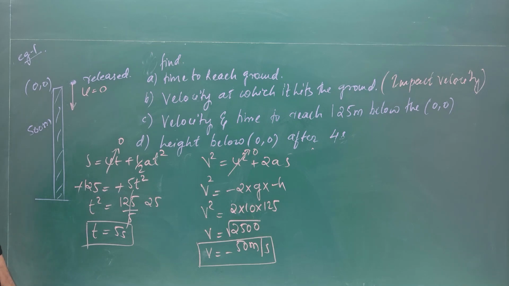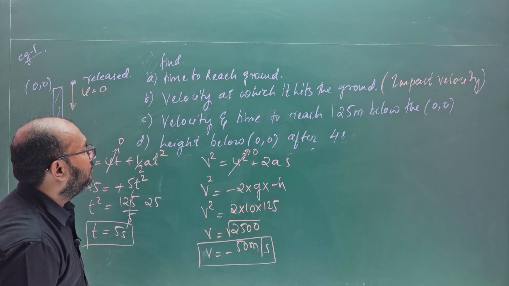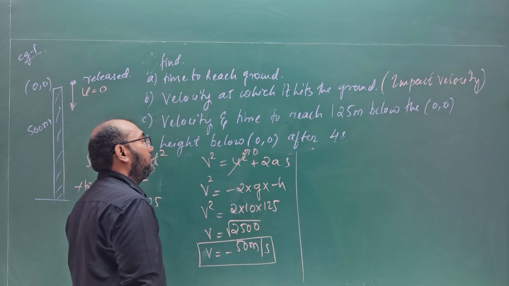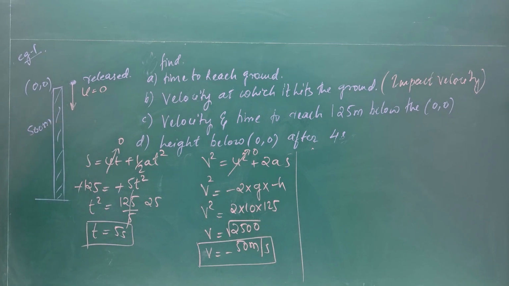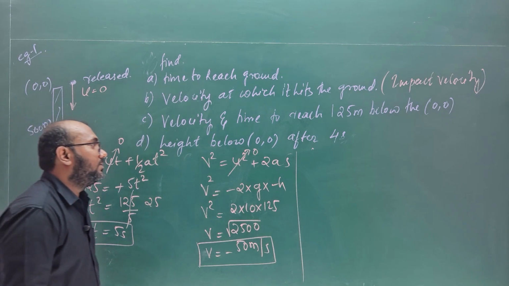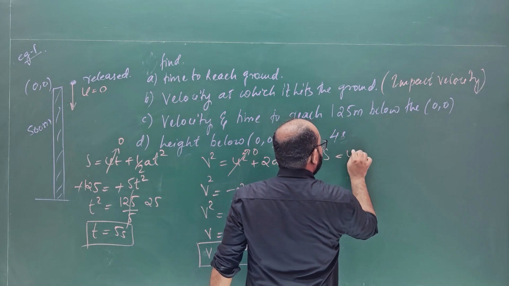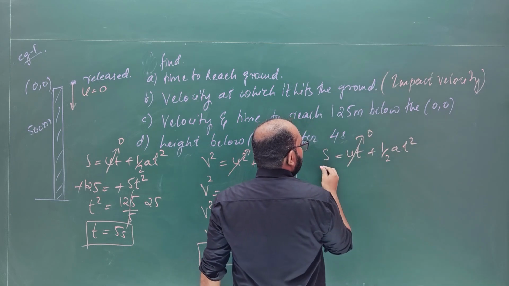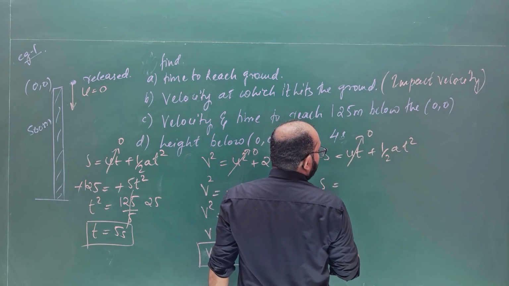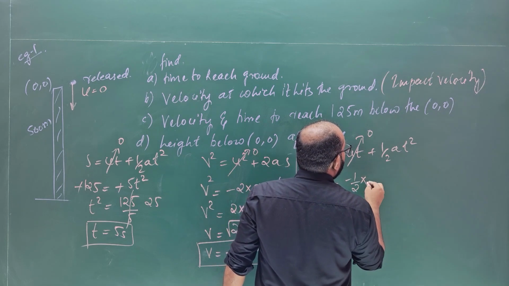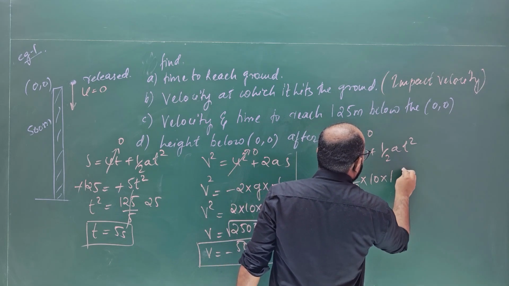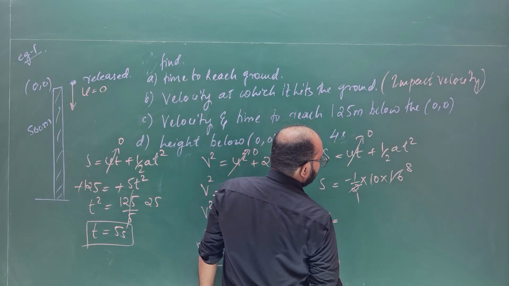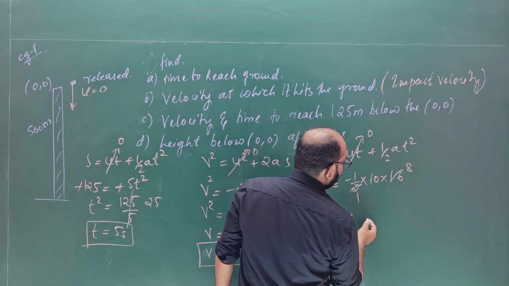Okay. Then next, the question is the height below 0 after 4 seconds. This time he provided you what? Time, and he is asking you the displacement. Then again I will be using s equals ut plus half at squared. Initial velocity again 0. So s equals minus half into acceleration 10, time given 4 squared is 16, or can I cancel this one, and this is 8. So s equals minus 80 meters.